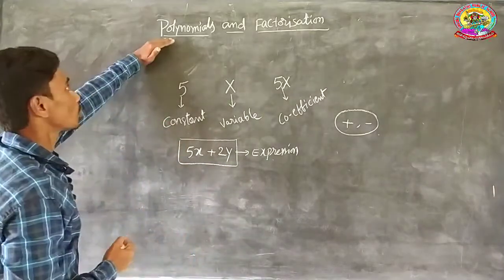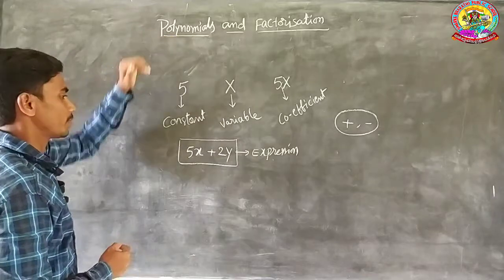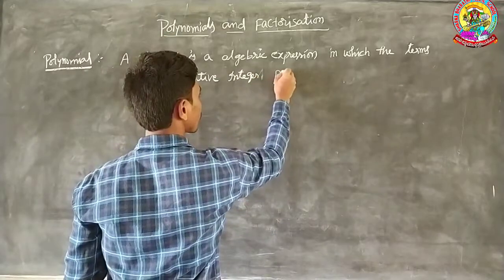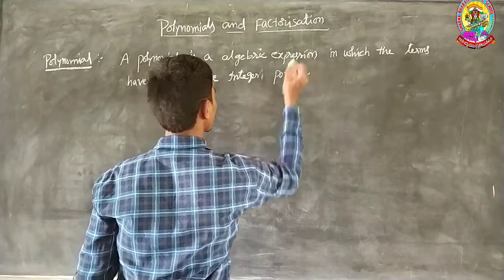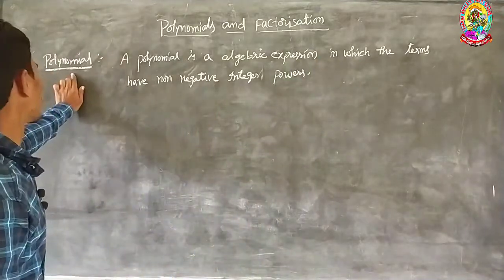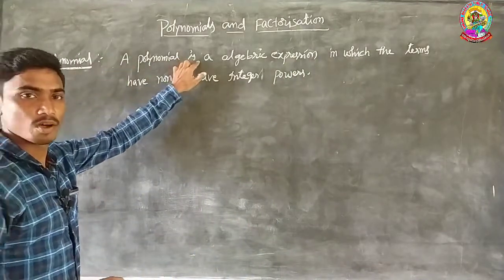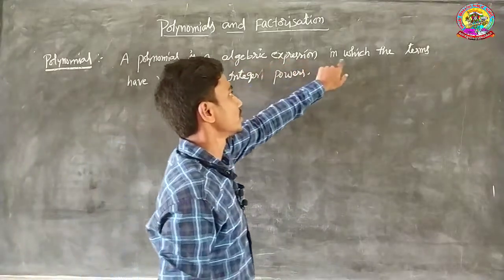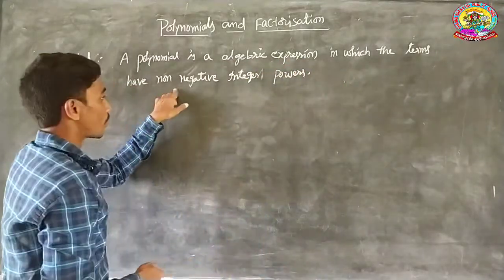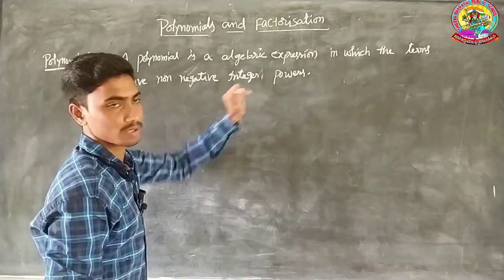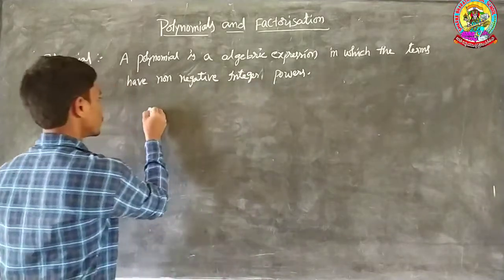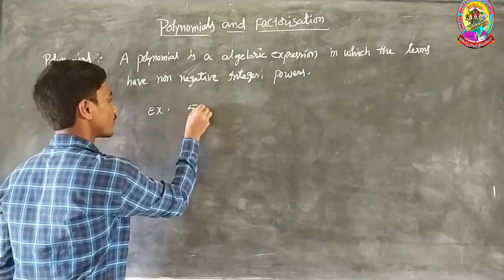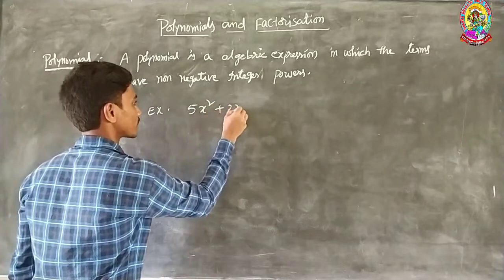So now come on to the topic polynomial. What is meant by a polynomial? A polynomial is an algebraic expression in which the terms have non-negative integer powers. For example, 5x square plus 2x plus 3.